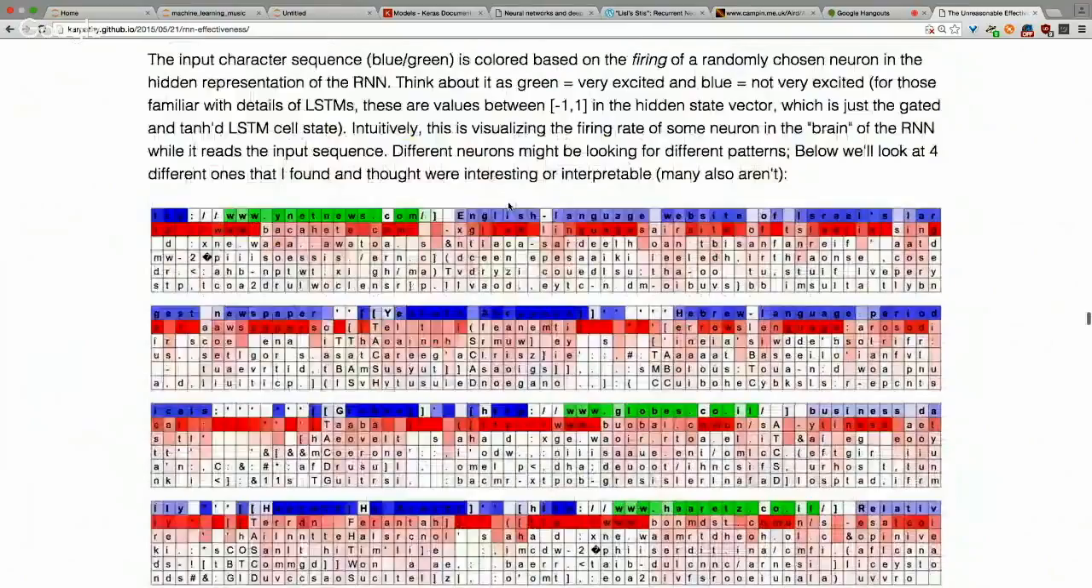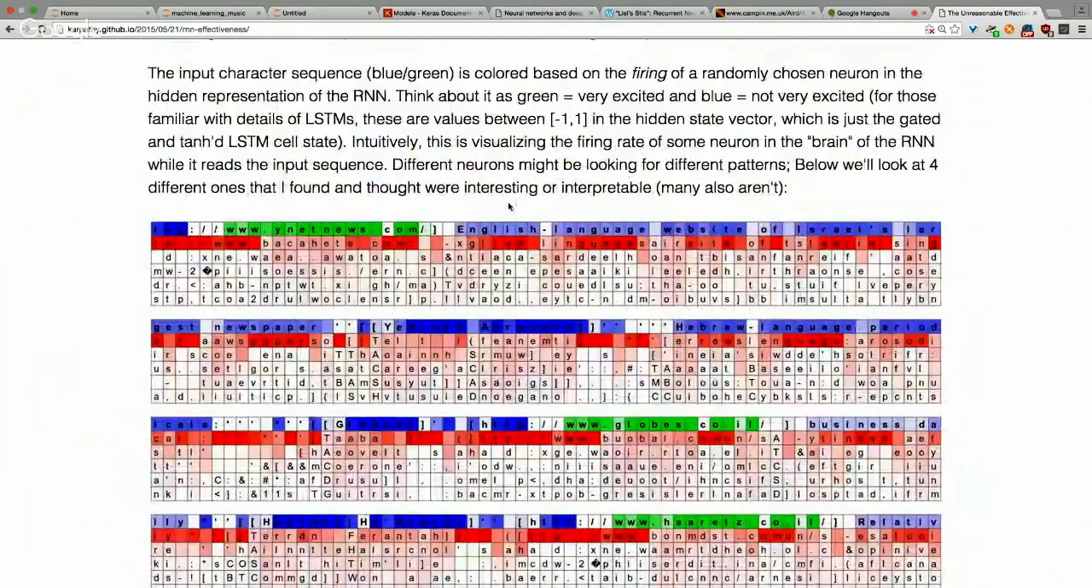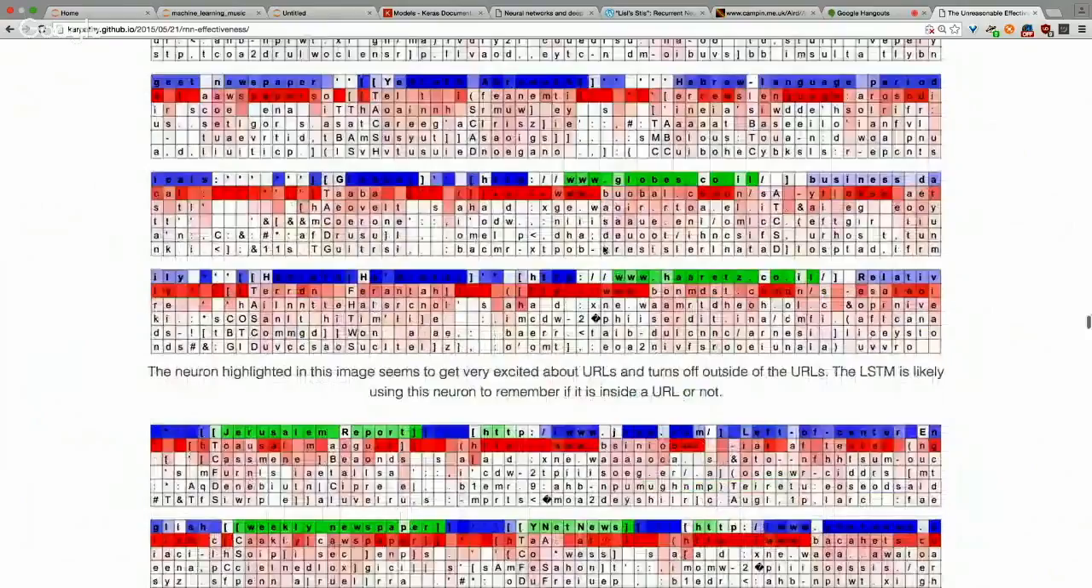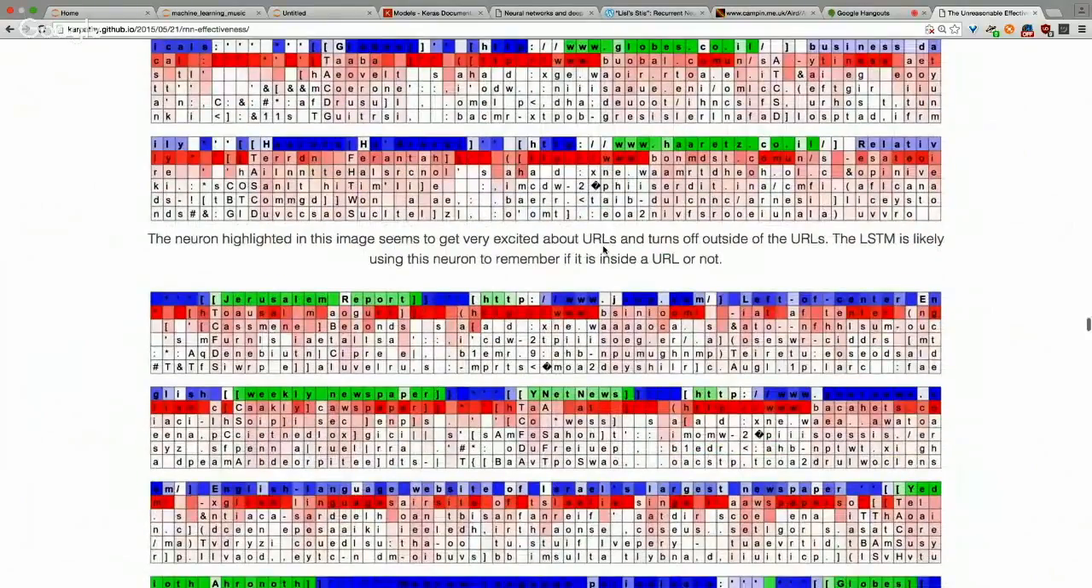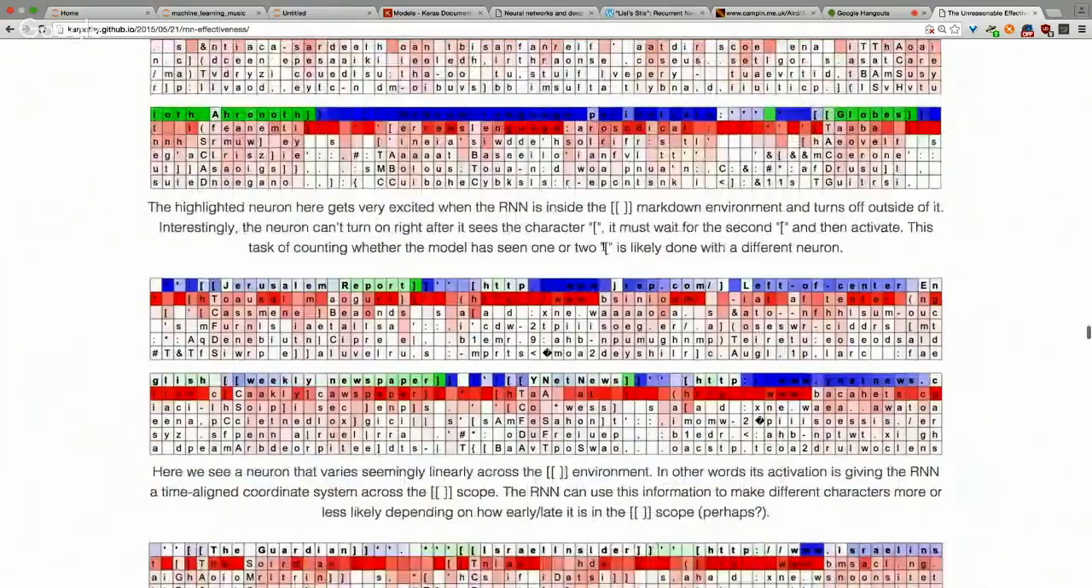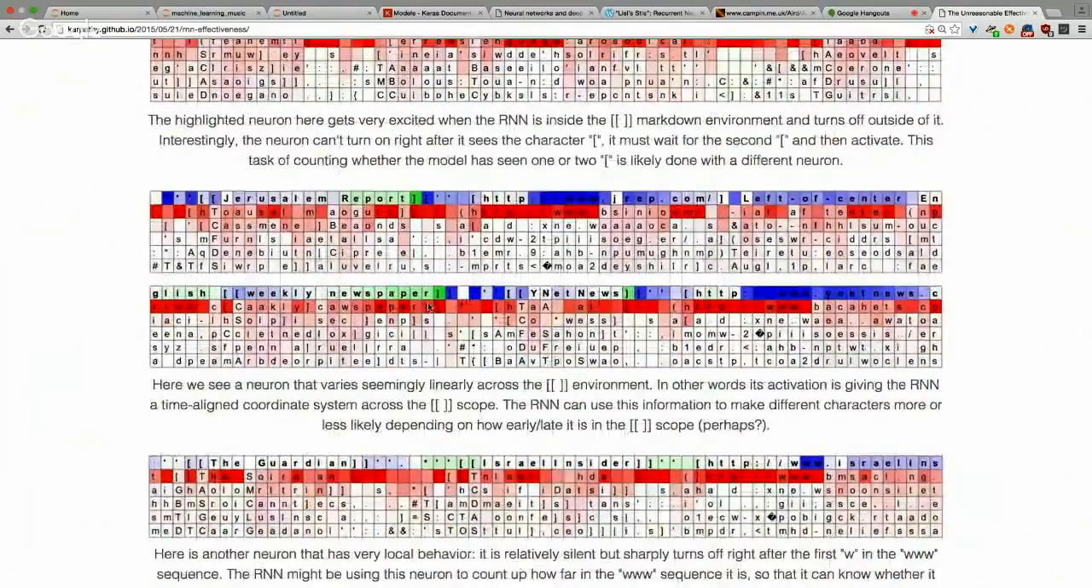So they did some fancy stuff here where you're basing firing of neurons off of a particular character at a given time. I think it maybe looks a little bit better here. Neuron highlighted, so on and so forth. But this is kind of what it's working through. In this case, this was a reference to something in Wikipedia. And it decided to use this angle bracket here.